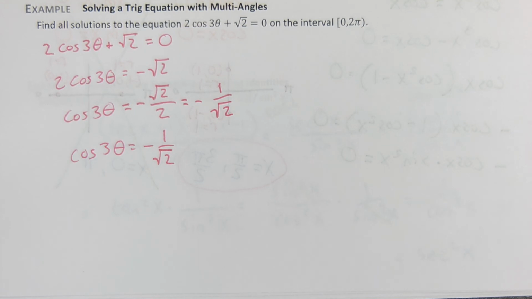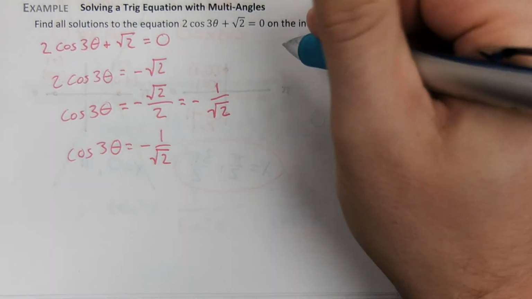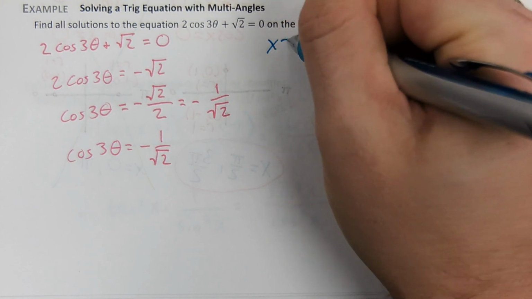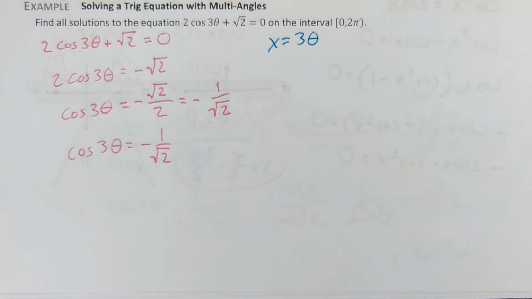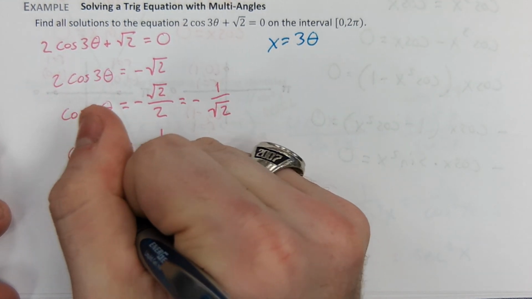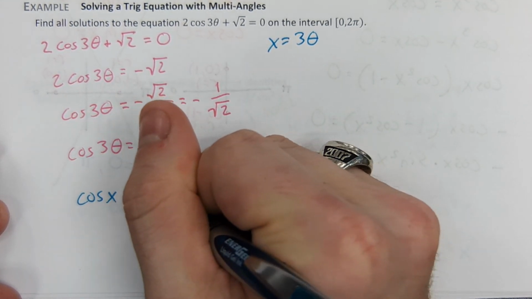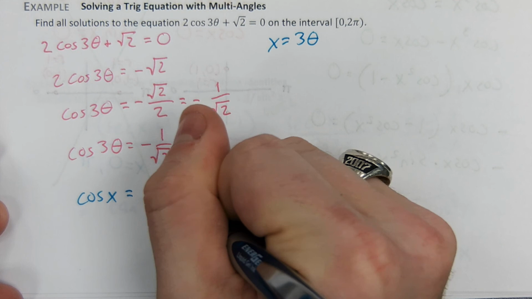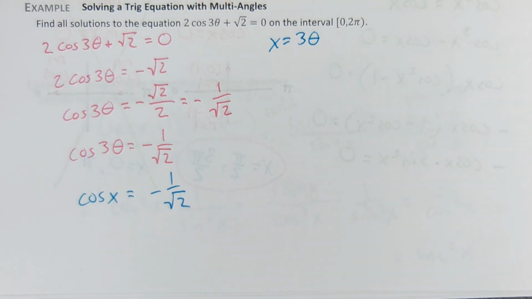Tell you what we're going to do. Let us say that x equals 3 theta. If I say x equals 3 theta, I have cosine of x equals negative 1 over root 2, and I can easily figure out the answer for x in quadrant 2 and the answer for x in quadrant 3, can't I?